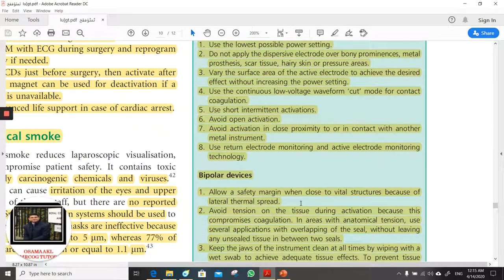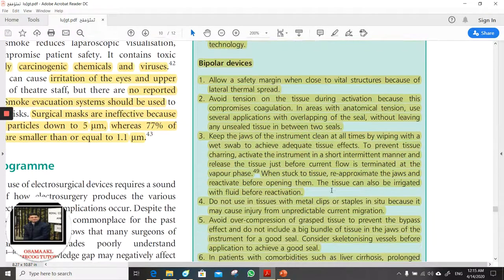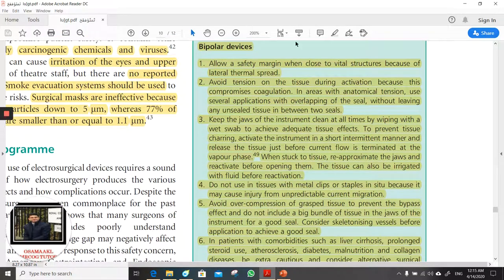Don't activate if there are other metal instruments near your instrument, to avoid coupling. And you can use the new machines that will perceive the returning electricity and can give you an alarm and stop the machine if the foot pedal is not connected well in bipolar. Take care to avoid injury of surrounding tissue.